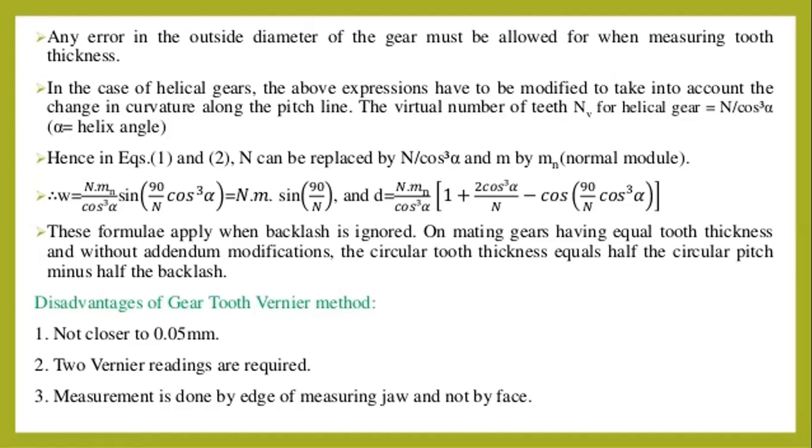On mating gears having equal tooth thickness and without addendum modifications, the circular tooth thickness equals half the circular pitch minus half the backlash. So by taking the circular pitch and the backlash, we are going to measure the circular tooth thickness.